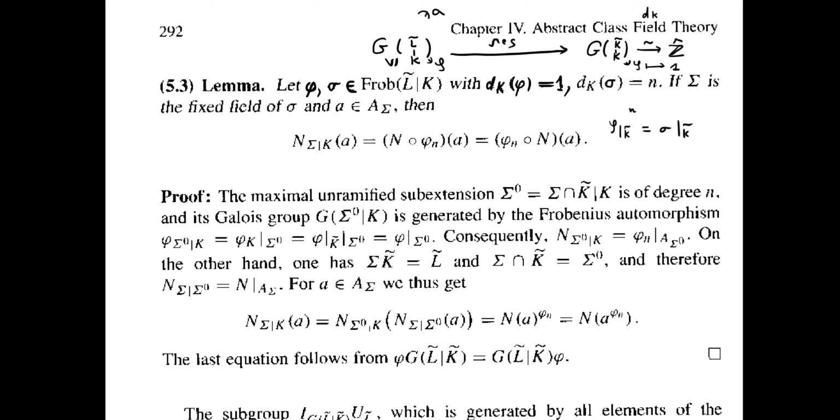If sigma is the fixed field with small sigma, so this is actually the group. This one, this group. The element of the output is fixing big sigma, so it's in this group. And if small a is in a sigma, a sigma should be a module A fixed by the group G sigma. G sigma should be the absolute Galois group of sigma.